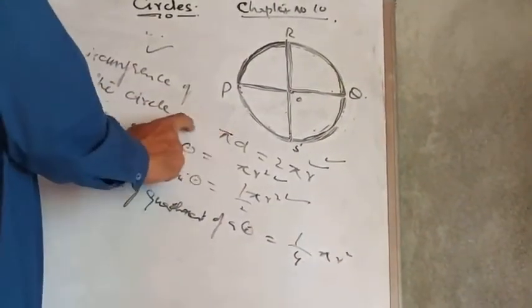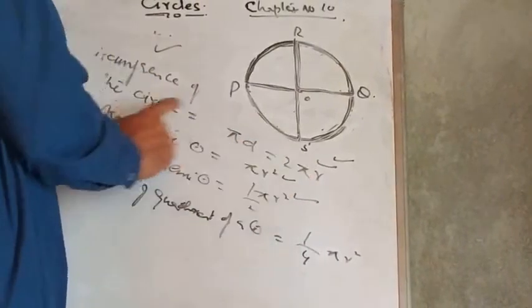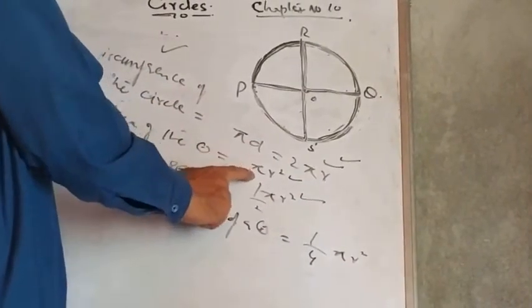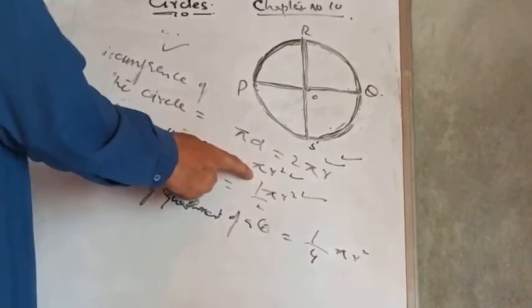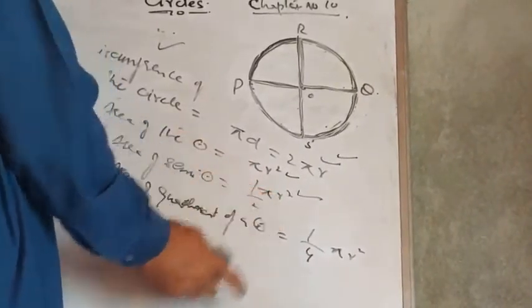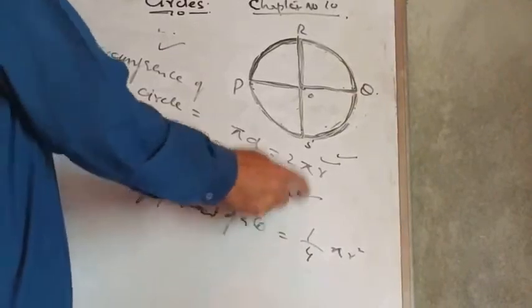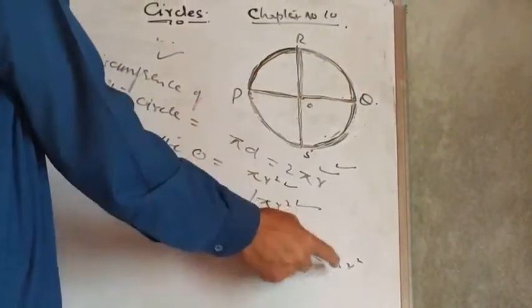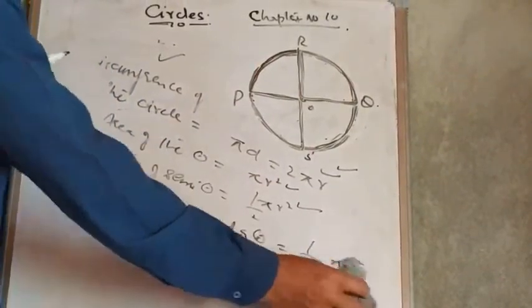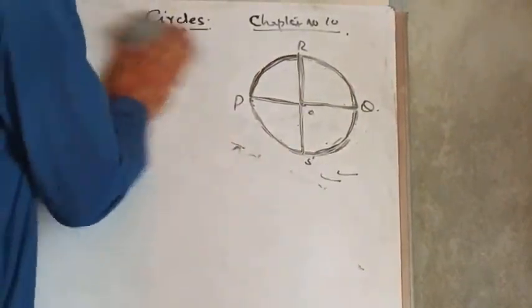Circumference of the circle is given by 2 pi r, area of the circle is given by pi r square, area of semicircle obviously is half of the area of the circle, that is 1 by 2 pi r square, and area of quadrant is 1 by 4 of the area of the circle, this is 1 by 4 pi r square.